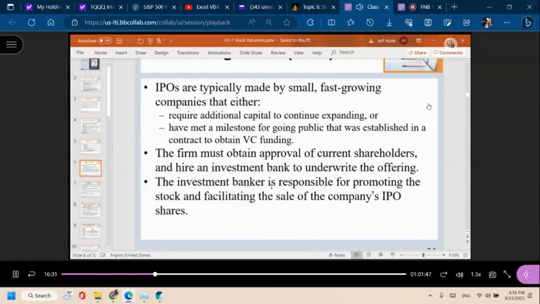And investment banking is mainly brokering or intermediating the IPO and investment, and then also management consulting. Those are what the investment banks do, and asset management as well.